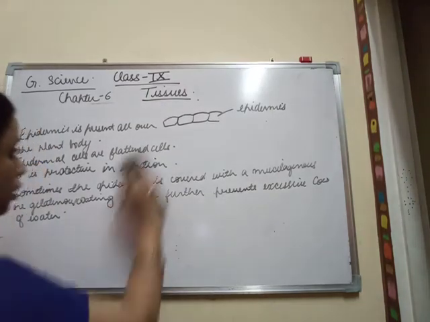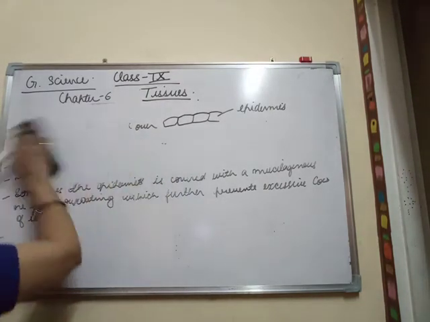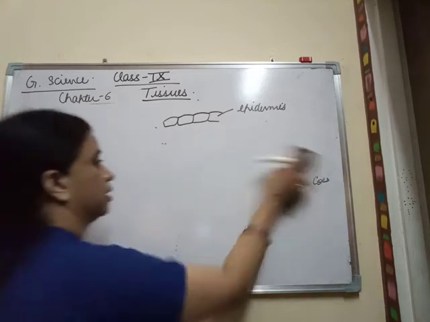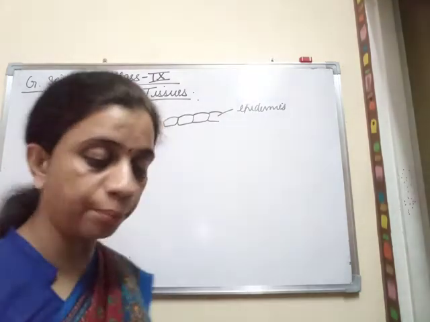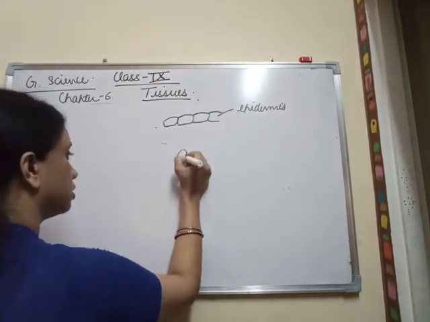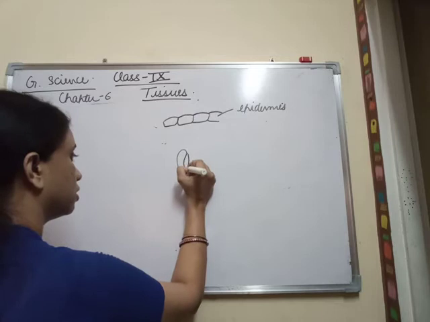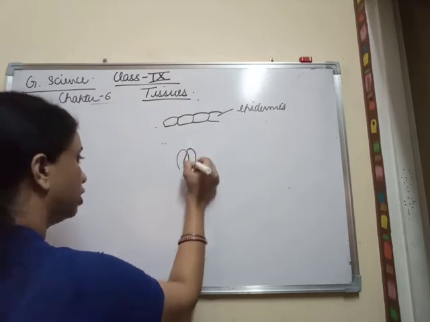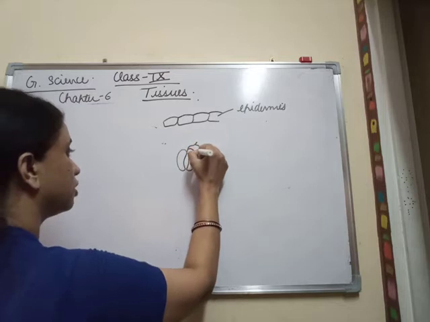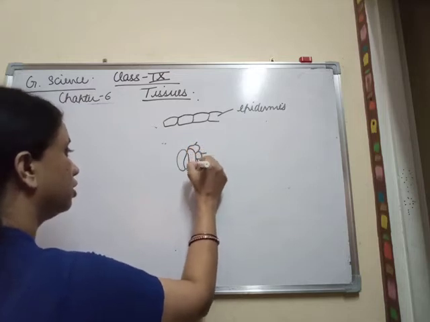Now apart from this, what do we observe? We observe certain minute pores which are dumbbell in shape. We are going to observe these types of pores that are present in the leaves.